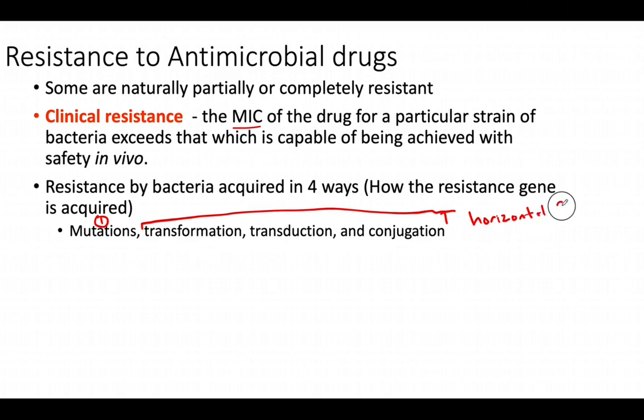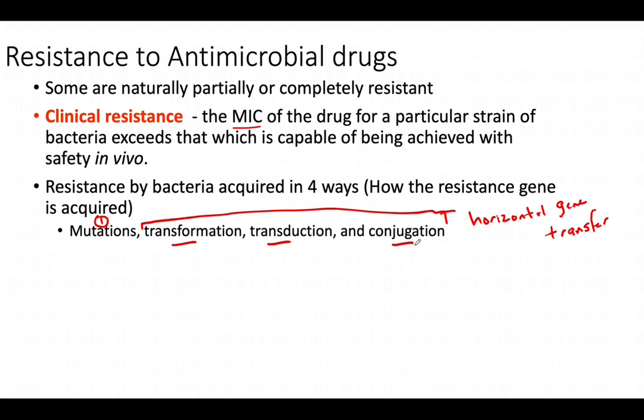Horizontal gene transfer. And so there are three of these horizontal gene transfer mechanisms that we know to exist within bacteria, and they have their individual names. So transformation, transduction, and conjugation.